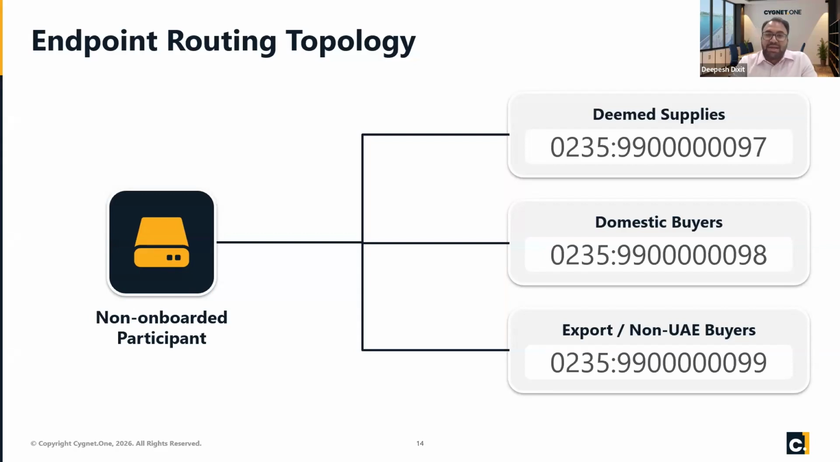So now the FTA has clearly mentioned that these are the PEPPOL IDs for the deemed supplies. Again, these are the static PEPPOL IDs that we have to maintain for the deemed supplies, and also for local buyers who are part of phase 2 having turnover less than 50 million dirhams. And then for export or non-UAE buyers, this will again be a dummy endpoint or dummy PEPPOL ID that we have to maintain at the ERP level itself. In some cases, if those particular IDs cannot be maintained at the ERP level, then this can be done at the Cygnet ASP solution also, where we would be hard coding those dummy IDs.